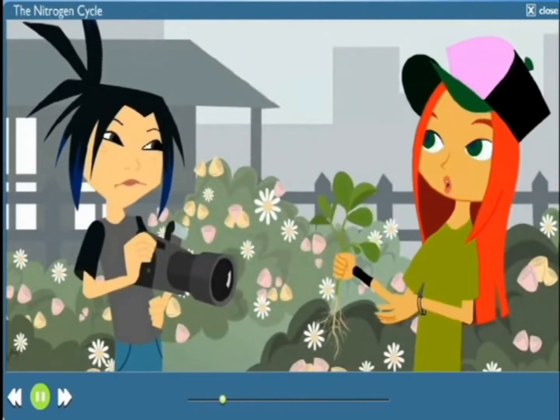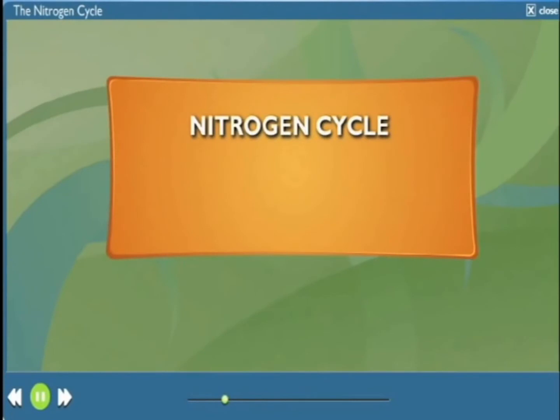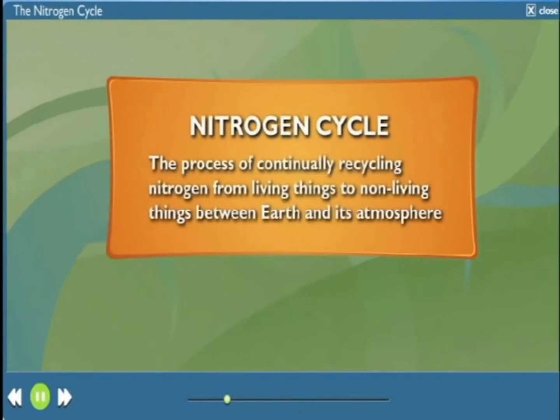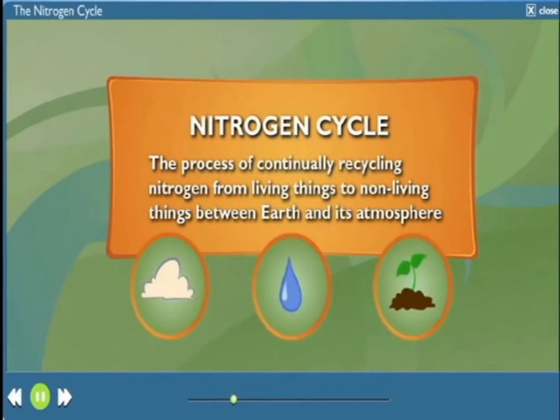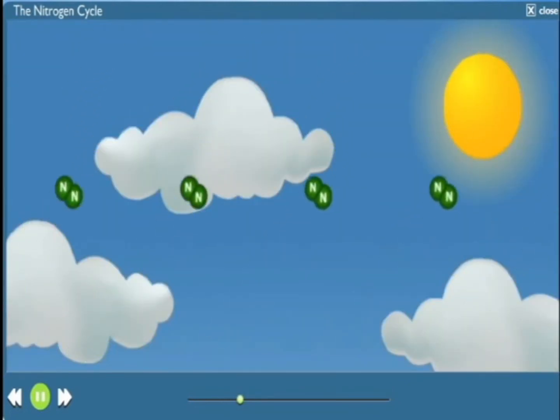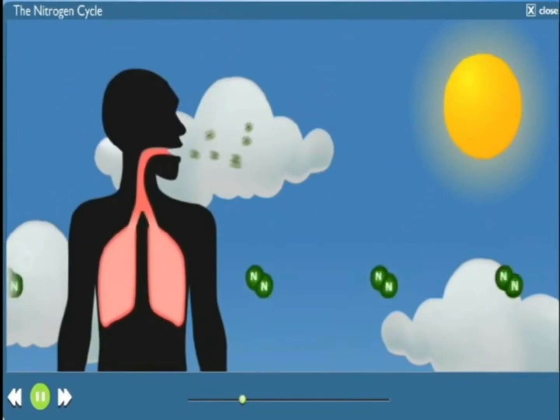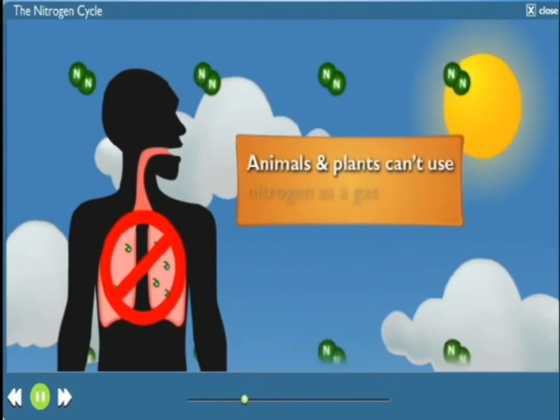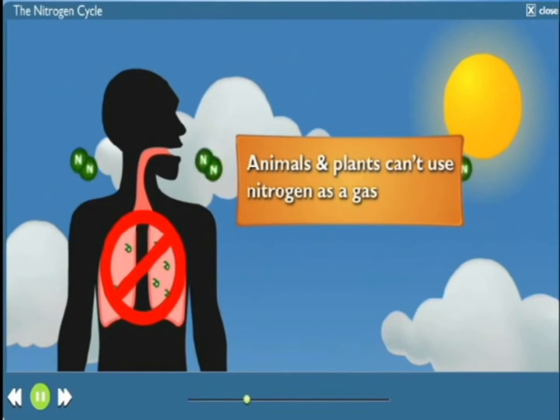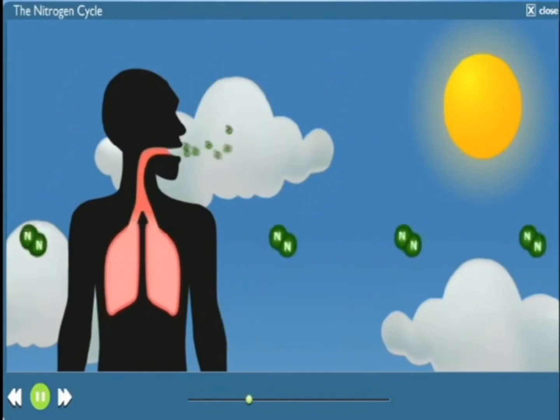How? Turns out they're VIPs in the nitrogen cycle, the endless process where nitrogen moves back and forth between living things like plants and animals and non-living things. Like air, water, and soil? You got it! Okay, so all living things need nitrogen to survive, and there's lots of it in the air. Can't we just breathe in the nitrogen we need? Nope. Our bodies can't use it as a gas, and neither can plants. That's where our bacteria buddies come in.